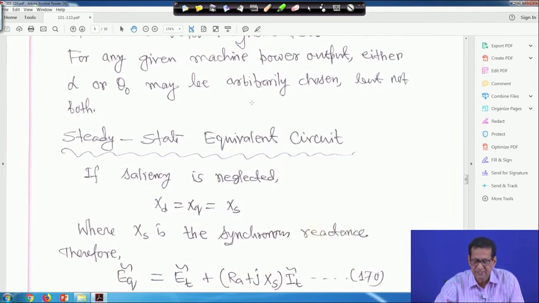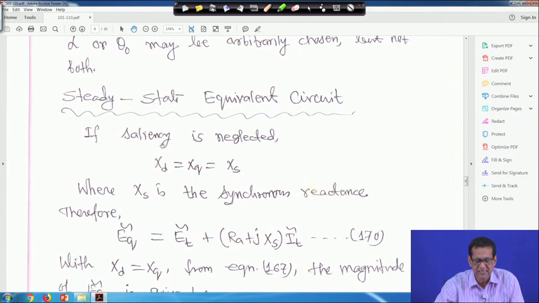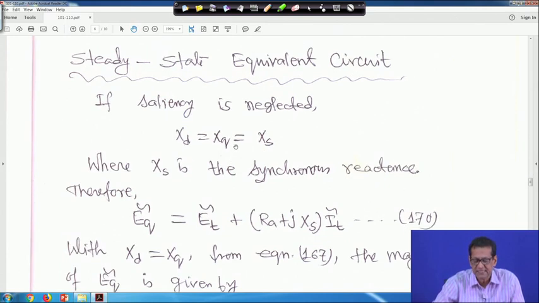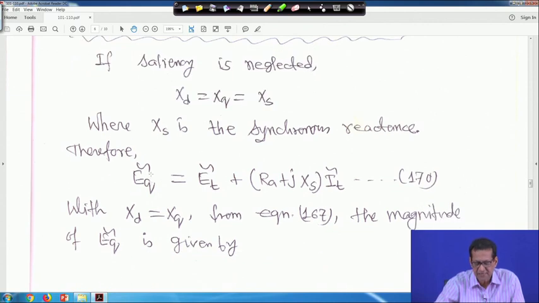Now, the steady state equivalent circuit. If saliency is neglected, then we can assume xd equals xq equals xs, where xs is the synchronous reactance. We are assuming both are the same. Therefore, we can write Eq tilde equals Et tilde plus (Ra plus j xq) It tilde. Now xq is equal to xs, so Eq tilde equals Et tilde plus (Ra plus j xs) It tilde. This is equation 170, where xd equals xq.